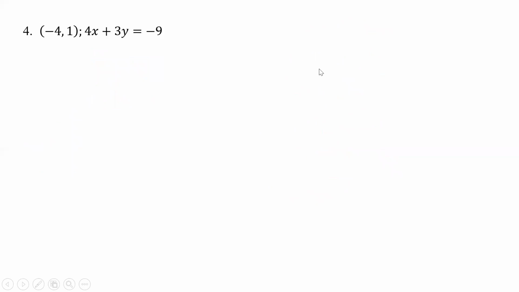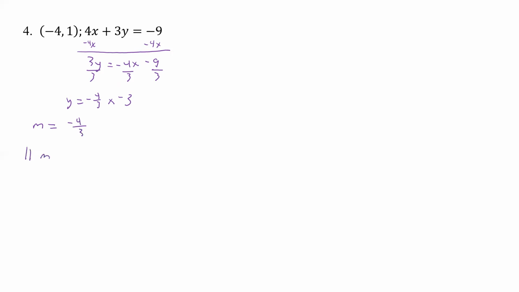All right, one more here. So what we need to do again is solve the original equation for y, get our slope from there, and then we can go ahead and write our parallel and perpendicular lines going through this point. So we'll subtract 4x from both sides. And that gives us 3y equals negative 4x minus 9, divide by 3. So y equals a negative 4/3 x minus 3. Okay, so our slope originally is a negative 4/3.